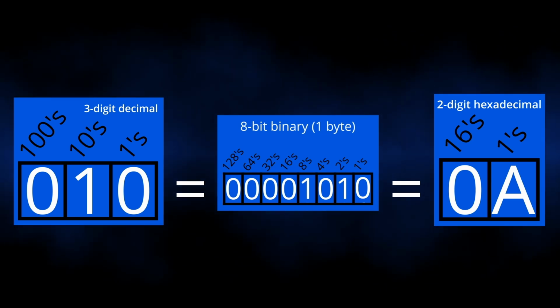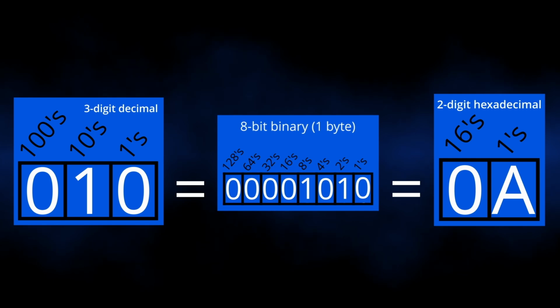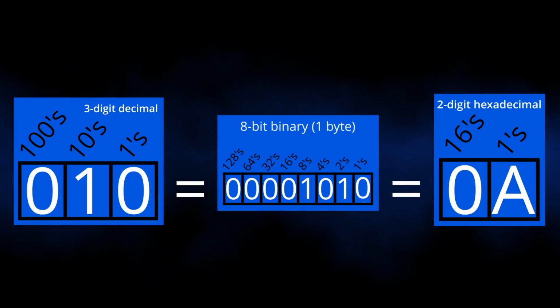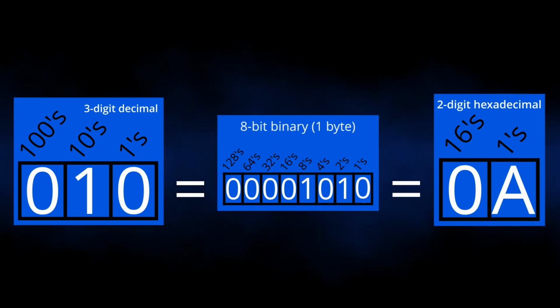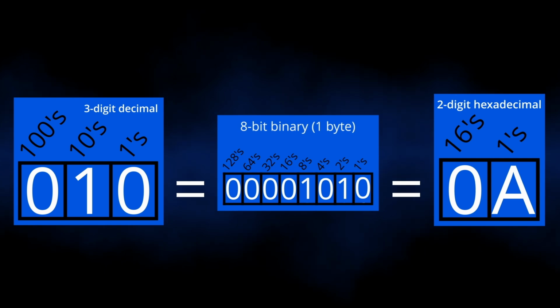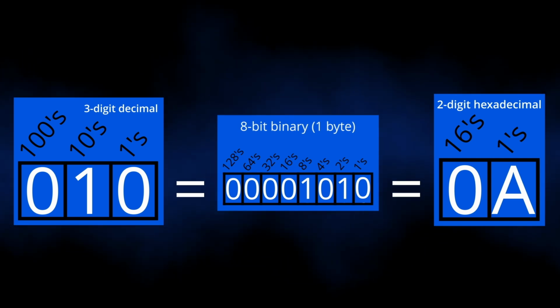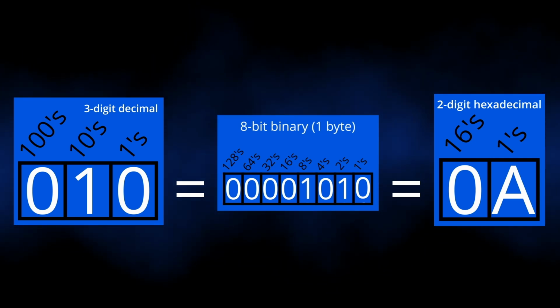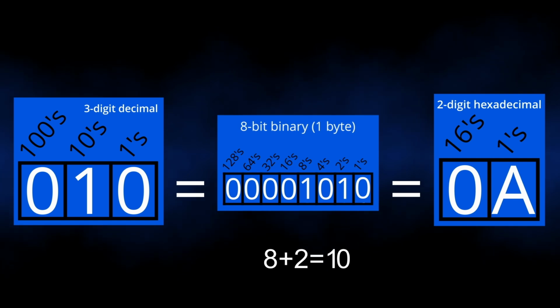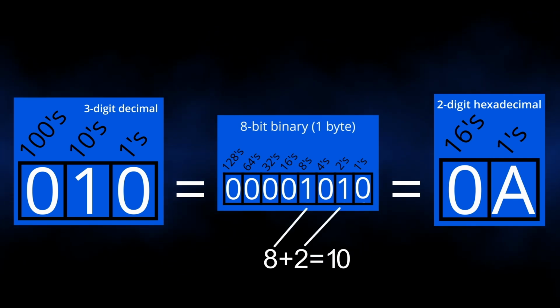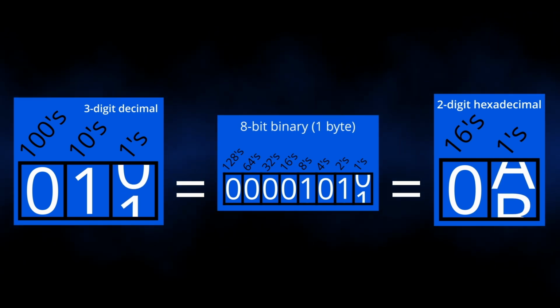So the decimal system requires 2 places to represent 10. Hexadecimal requires only 1 place to represent 10. And the binary system requires 4 places to hold the value 10. The value 10 in binary is 1, 0, 1, 0: 1 in the 8's place, and 1 in the 2's place. That's 8 plus 2, which is 10.